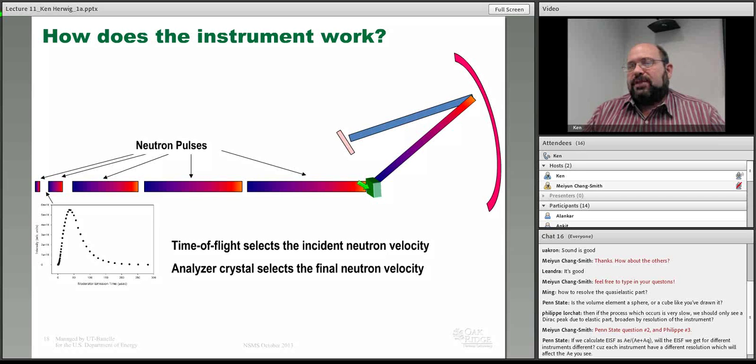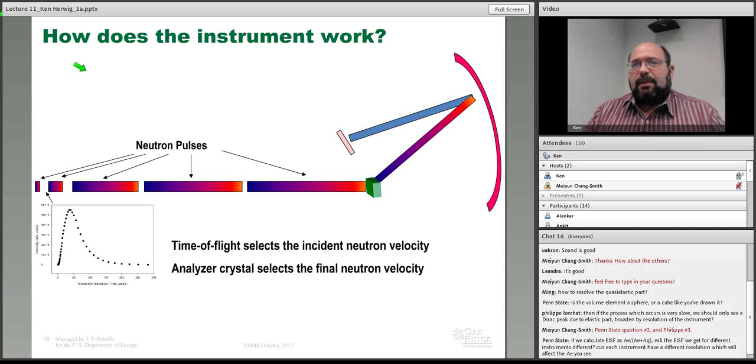The neutrons then scatter from the sample, and they scatter as the sample dictates. And again, only a single wavelength or color of neutron is selected by the analyzer and directed to the detector. So time of flight selects the incident neutron velocity. The analyzer crystal tells you the final velocity, and the distance is just the energy transfer that we need for a quasi-elastic measurement.